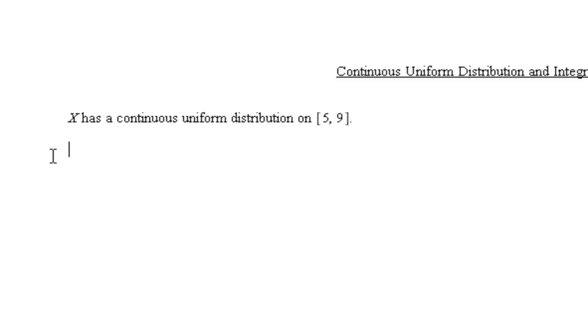Okay, so suppose we wanted to know the probability that 6 ≤ x ≤ 8. So the probability that x is between 6 and 8. Well, all the possible values are between 5 and 9. That's an interval of length 4. Here I have an interval of length 2. I want to know the probability that my random variable's between 6 and 8, and there's distance 2 between 6 and 8. So this is half of that interval, so the probability is just going to be 0.5.